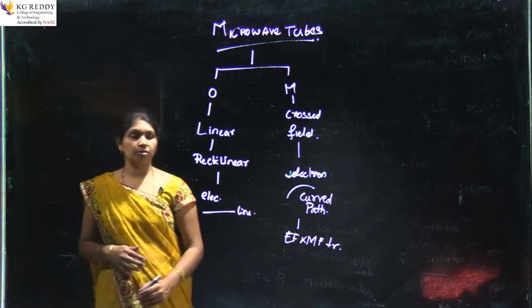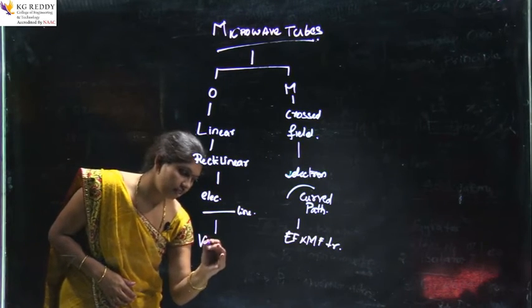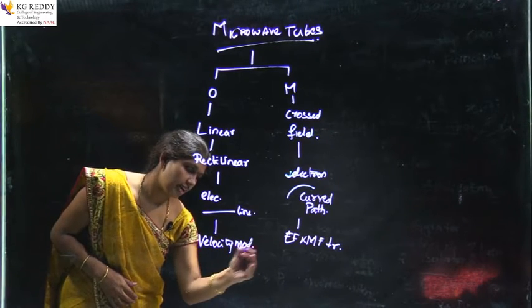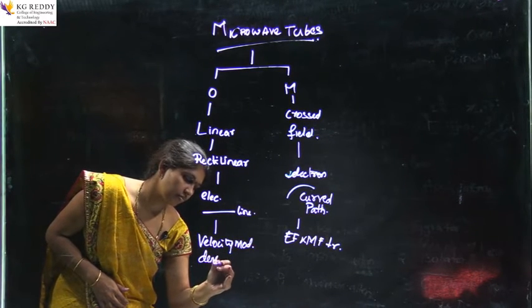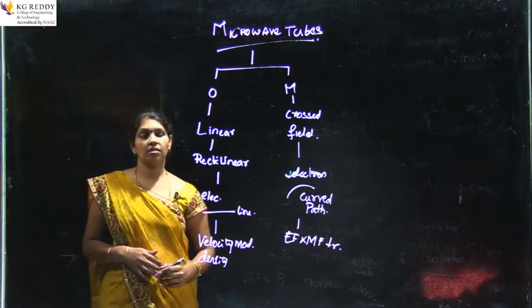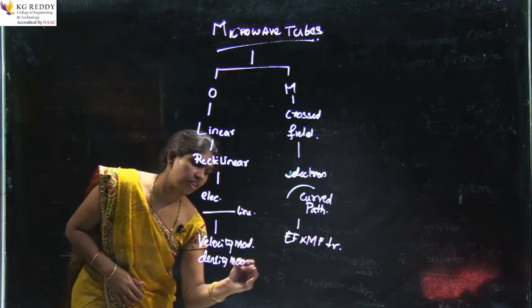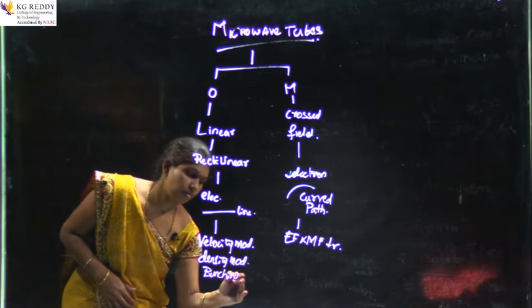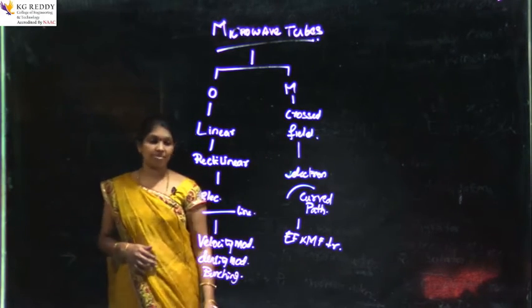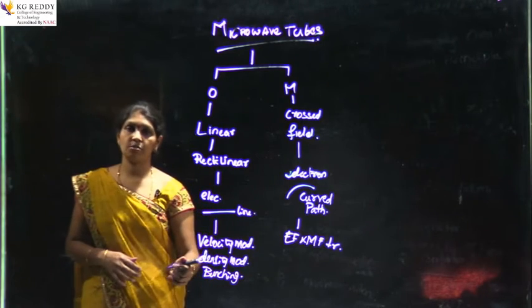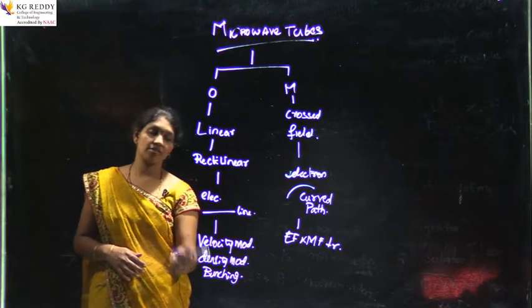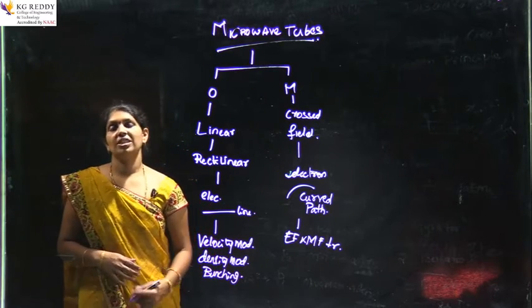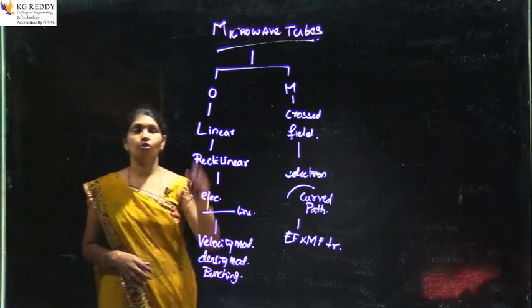In O type tubes, we have velocity modulation and density modulation taking place for bunching effect. That is, the principle here is velocity modulation and density modulation. So the electrons undergo velocity modulation and density modulation and they go bunching. So bunching effect will take place. This is the principle of O type tubes.